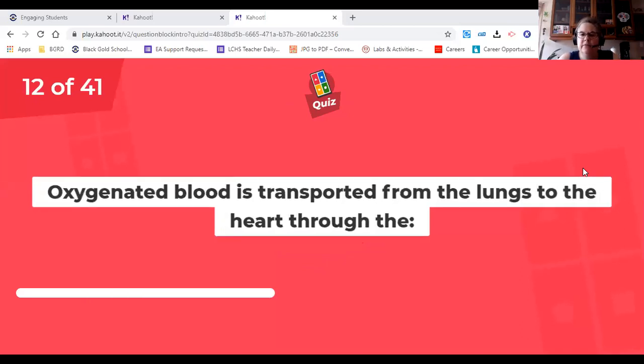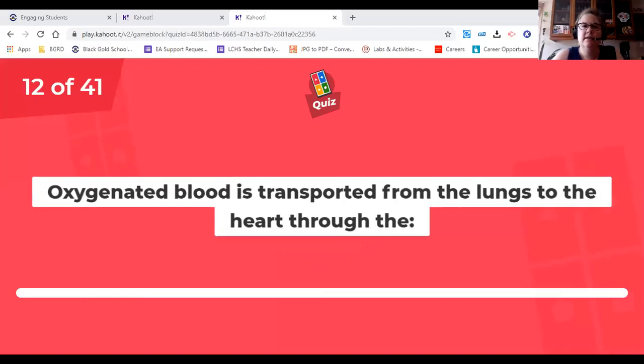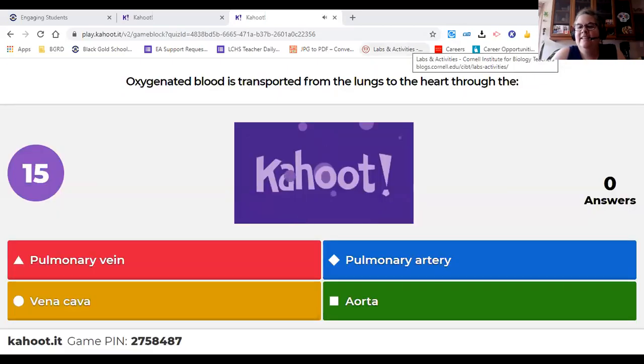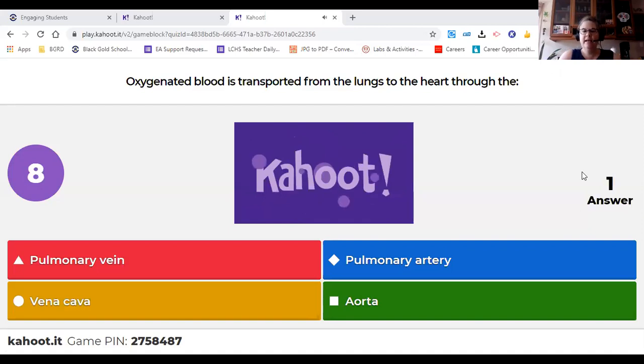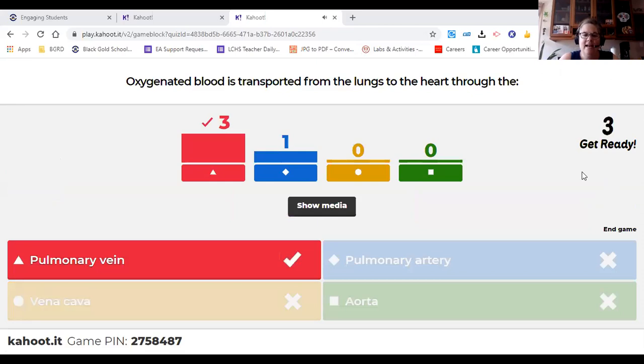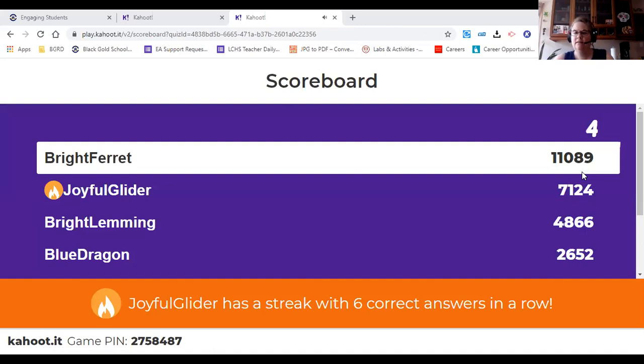Oxygenated blood is transported from the lungs to the heart through the pulmonary vein, vena cava, pulmonary artery, aorta. From the lungs to the heart. Pulmonary vein, absolutely. Remember, veins carry blood to the heart. Okay. Joyful Glider, 6 right answers in a row.